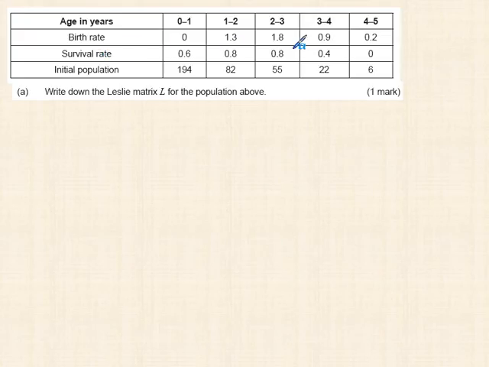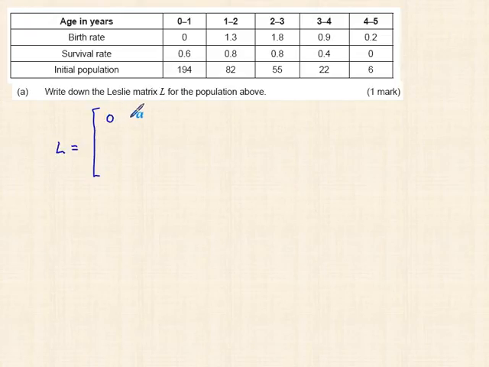The table gives information about a population. We want to write down the Leslie matrix for that population. We can see there are 5 generations, and that means a 5 by 5 matrix. The birth rates always go in the top row.